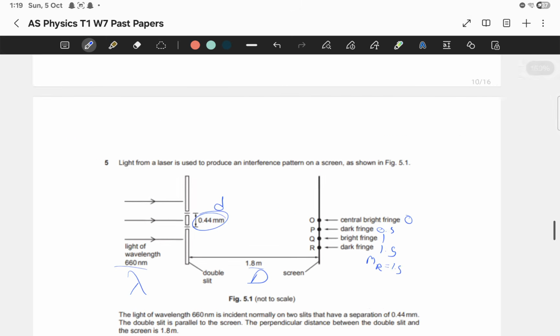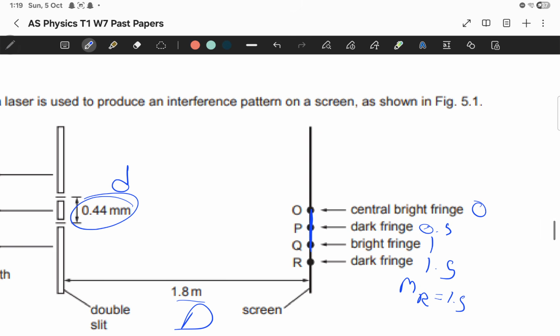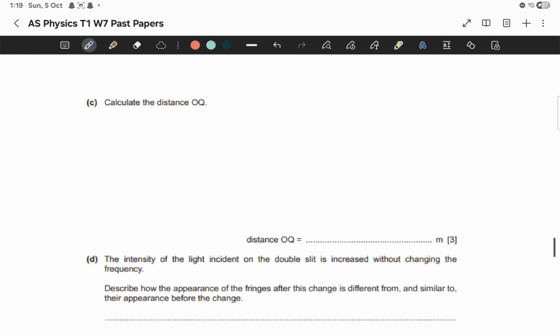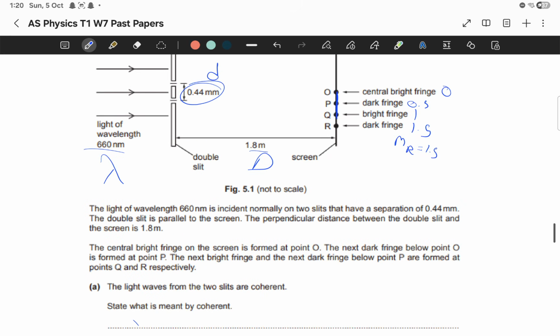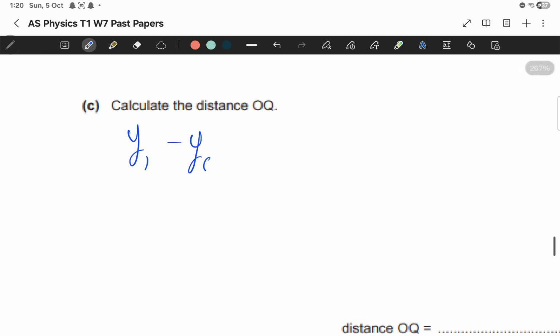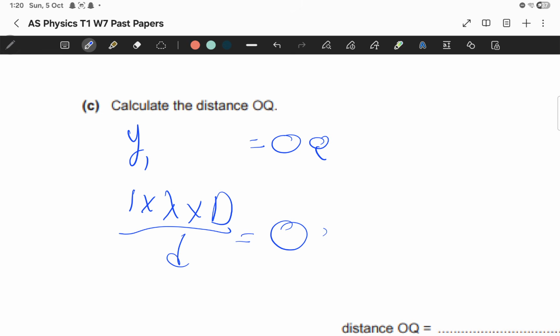Calculate the distance OQ. So what's OQ? OQ is this. You're going to use the formula again, from y0 to y1, right? So y1 minus y0 will give you the distance from O to Q. y0 is going to be 0, because you have 0 times lambda D over d, and 0 multiplied by anything cancels out. So y1 is going to equal OQ.